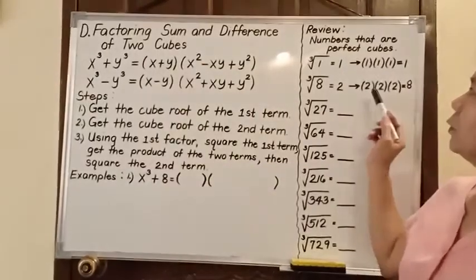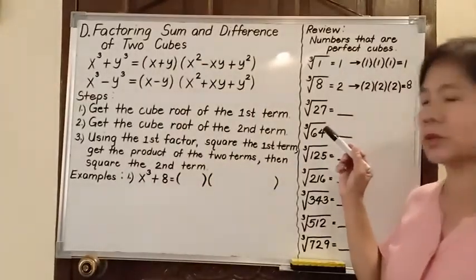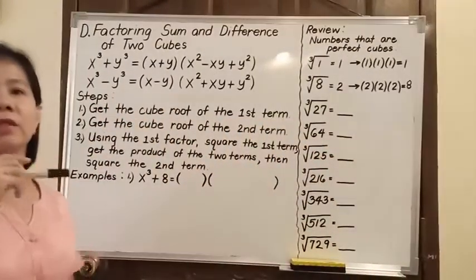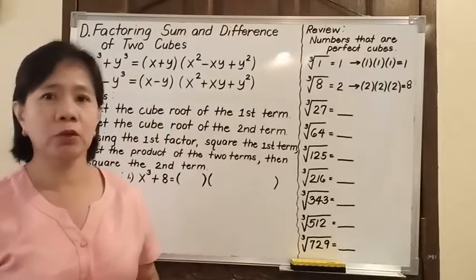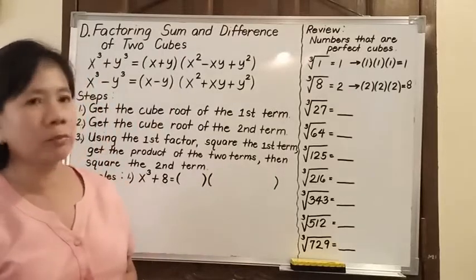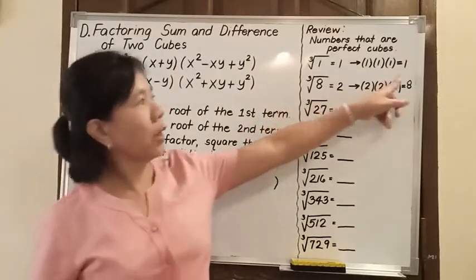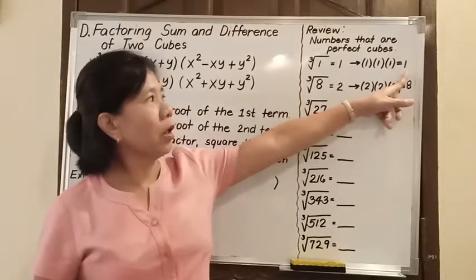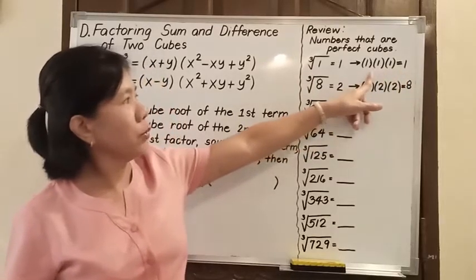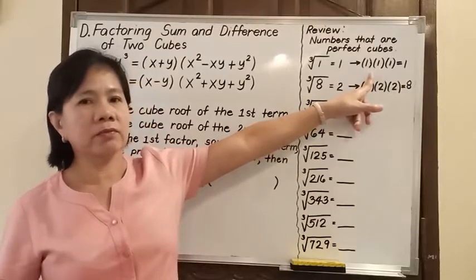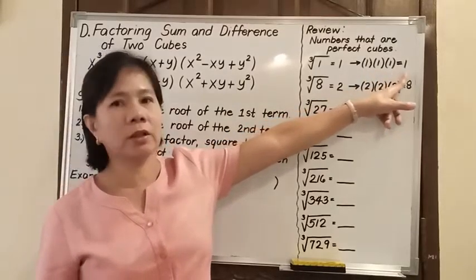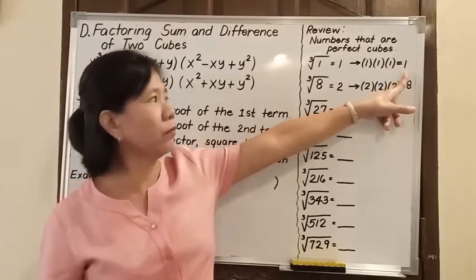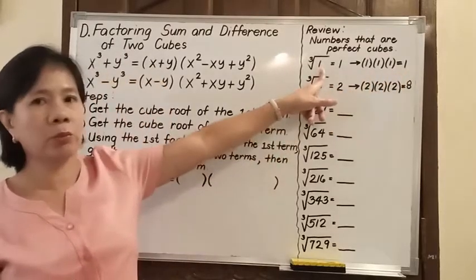Let us first review the numbers that are perfect cubes. If we have numbers that are perfect squares, we also have numbers that are perfect cubes. Now, what are these numbers? Let us start with 1. If you multiply 1 by itself 3 times, we have 1 times 1 times 1. The product is also 1, and therefore 1 is a perfect cube.